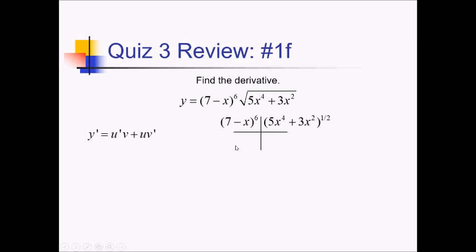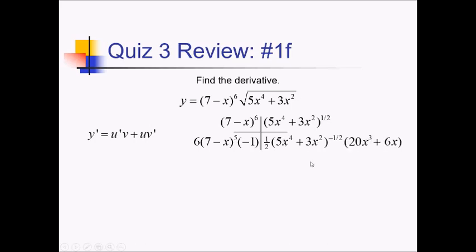Next, to take these derivatives, I'm going to need the chain rule in both of these cases because I've got some inner functions going on. So here we have the derivative of something to the sixth, which is 6 times the something, 7 minus x to the fifth power. And I also have the inner function here, 7 minus x. The derivative of that is negative 1 because we have this negative x here. So multiply by negative 1. Over here, I've got 1/2 times something to the negative 1/2. Now I have to multiply by the derivative of the something, which is going to be 20x cubed plus, this will be 6x.